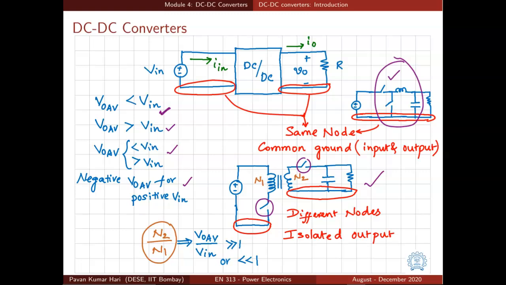The other advantage is that you can have this turns ratio designed appropriately, N2 by N1. The turns ratio of the transformer can be chosen appropriately so that we can achieve very large or very small ratios of output to input voltage. So VO average by Vin can be much larger than 1 or can be much smaller than 1. For example, if you have a 200 volts or 300 volts input voltage and you just need 2 volts or 3 volts, this kind of converters are more preferable than the non-isolated DC-DC converters.